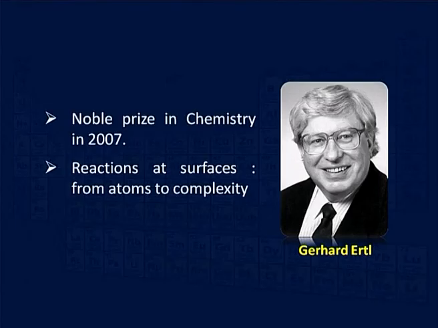Ertl from Germany gave a complete mechanism of the reaction between iron and gaseous hydrogen and nitrogen molecules to produce ammonia. This led to his Nobel Prize in 2007, and eventually he gave a Nobel Prize lecture, Reaction at the Surfaces from Atoms to Complexity.